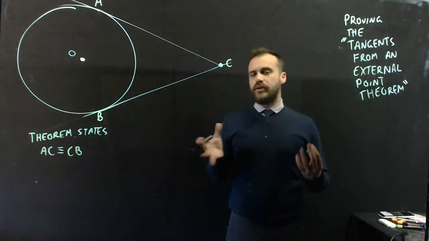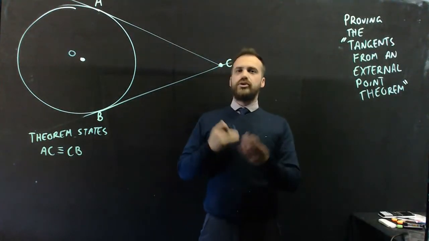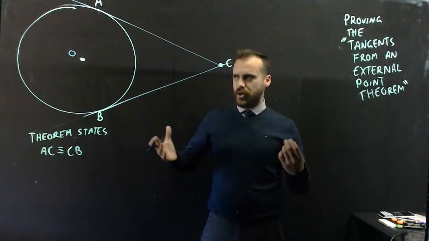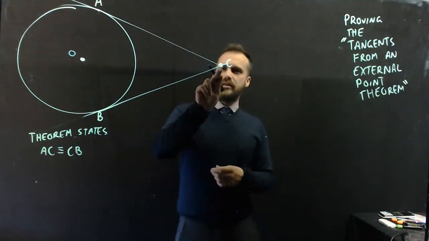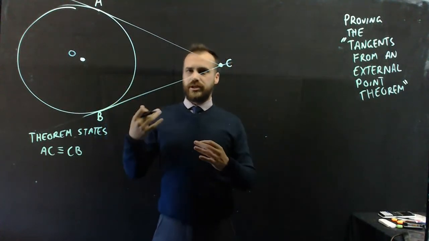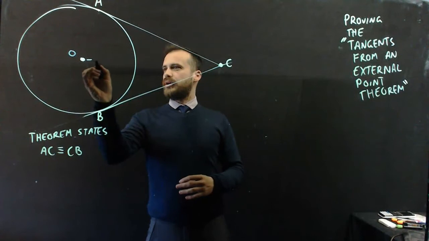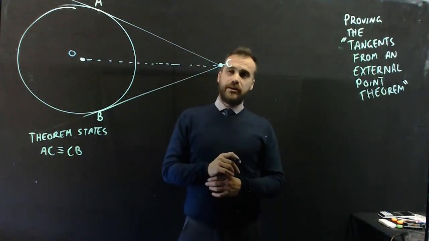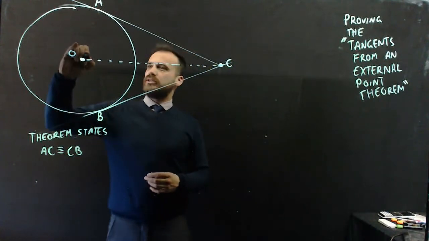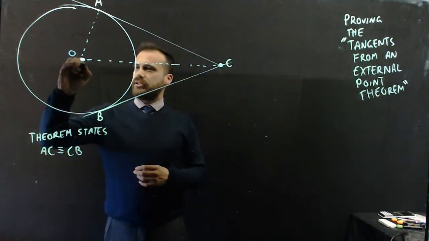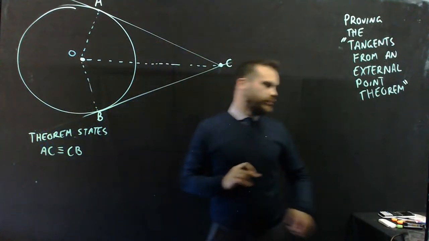As is so often the case with these things, it's a good idea to start constructing some lines, drawing some lines where you think they might make sense. And here's my external point, here's my origin. I want to create some triangles. I can do that by constructing a line OC, a line OA, and a line OB.